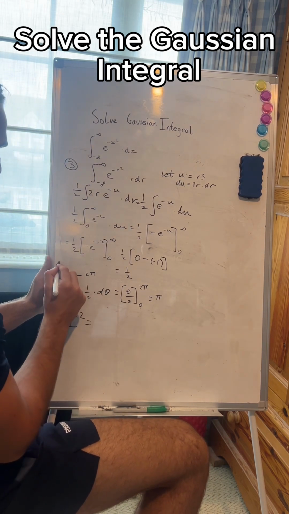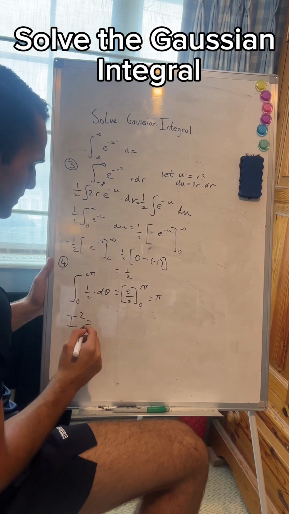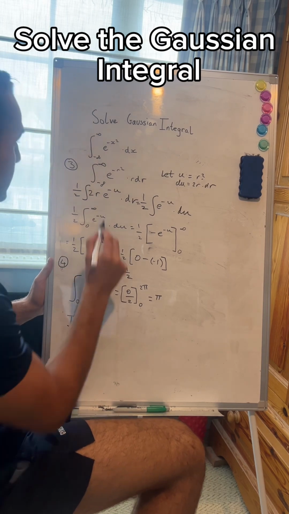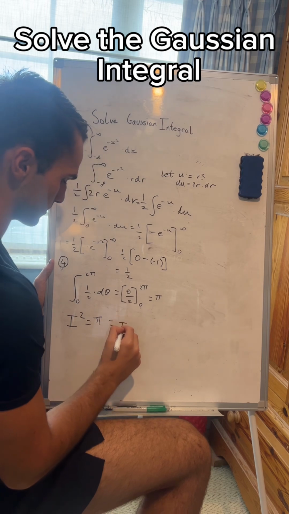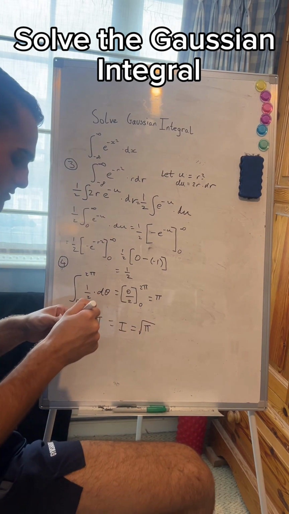So this is step 4, solving the outer integral. So I squared equals pi. So the integral equals root pi. And that is the Gaussian integral solved.